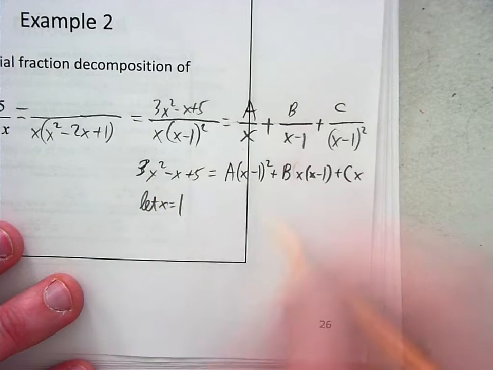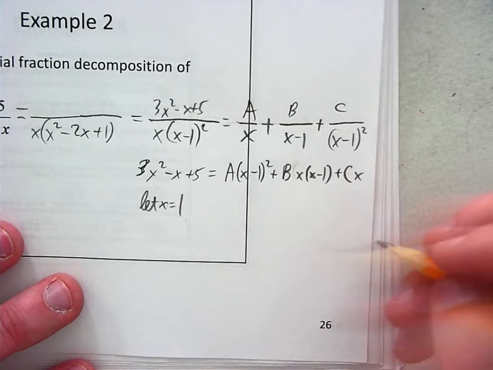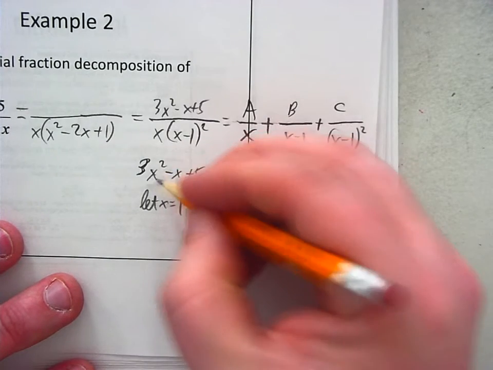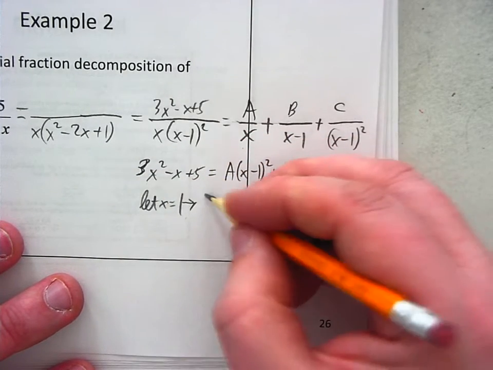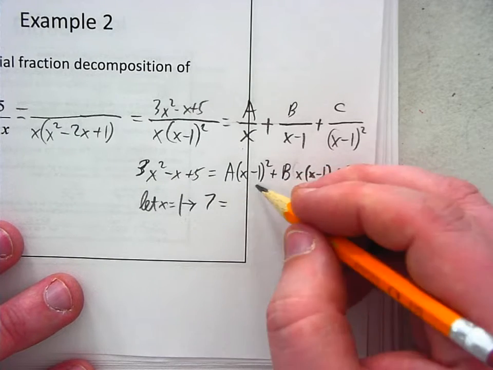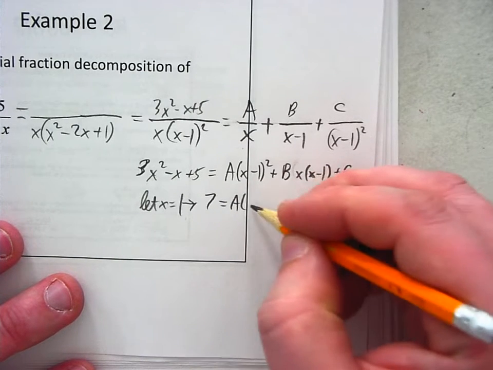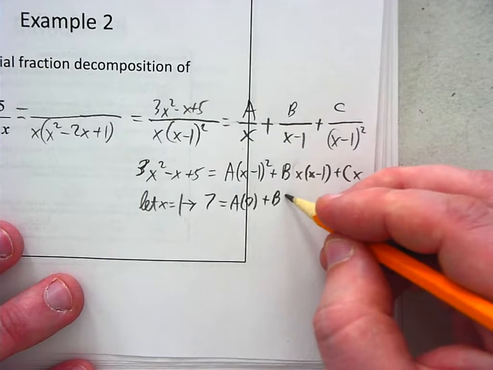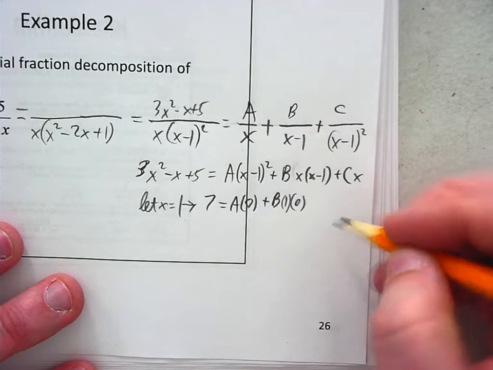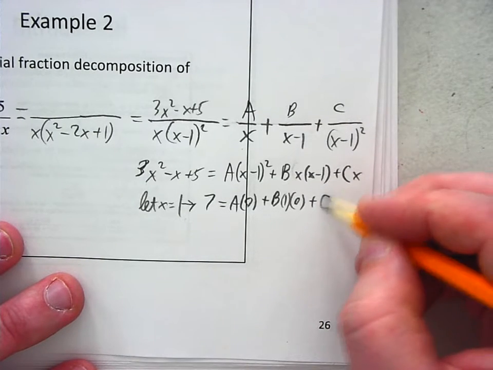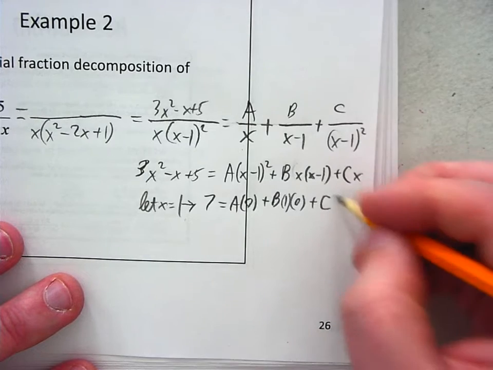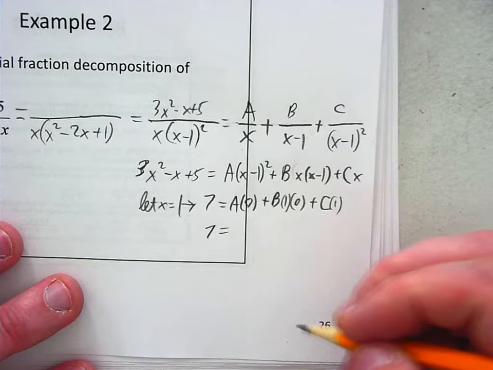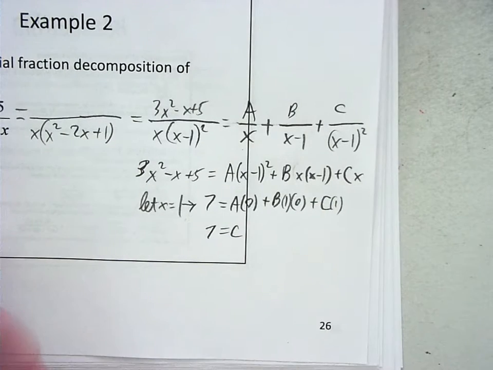What am I going to get on the left side here of the equal sign? 7. Because if you plug in 1, you're going to get 3 minus 1 plus 5. That's 7. The a is going to just be a times 0. B is going to be times 1 and times 0. And c is just going to be c times 1. So c. What do I have on the left side? Well, I have 7 on the left side. What do I have on the right side? C. So that gives you c.